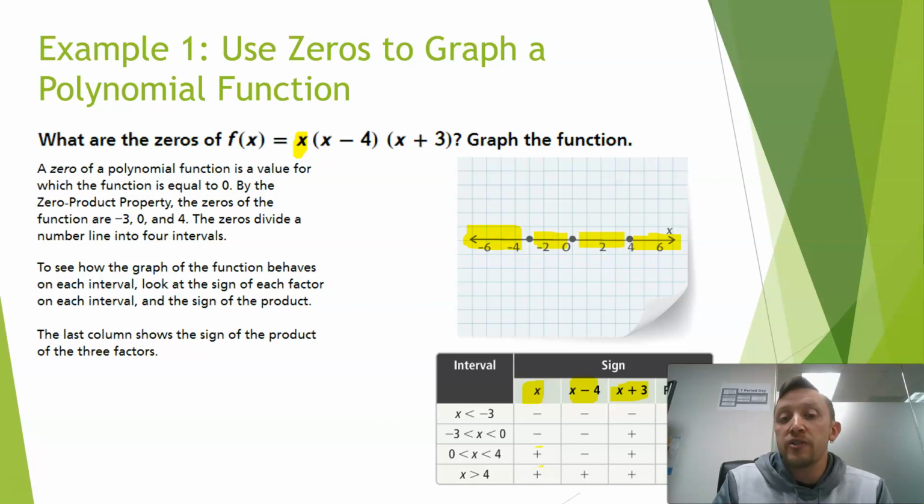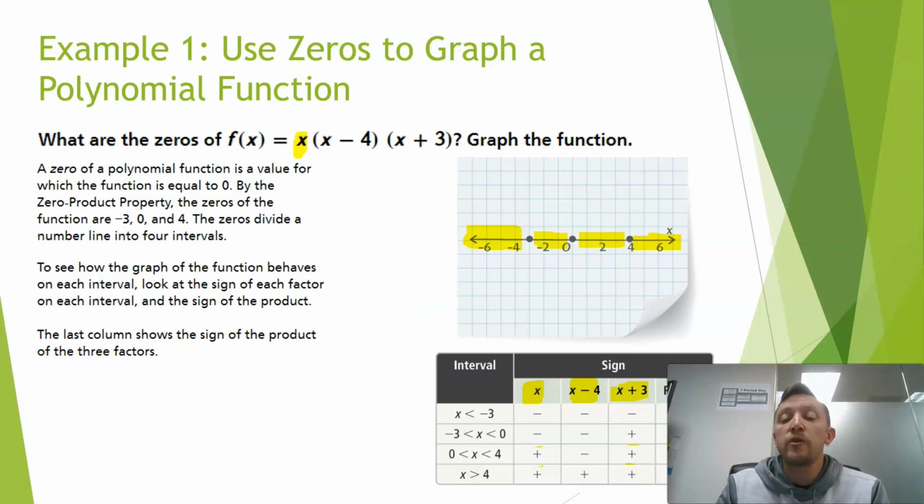So for x plus 3, if we pick a number in that interval between negative infinity and negative 3, like let's say if we put negative 4 in there, negative 4 plus 3 would be negative 1, so that's going to be a negative number. If I pick a number between negative 3 and 0, like negative 1, negative 1 plus 3 would be positive 2, so that's going to be a positive number. If I pick a number between 0 and 4 and put that in there for x, that would be a positive number. If I pick a number bigger than 4, that'd be a positive answer as well.